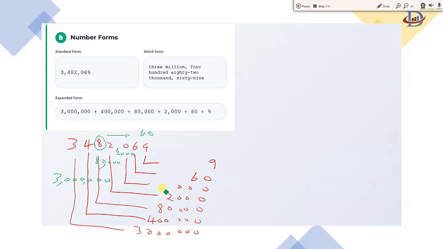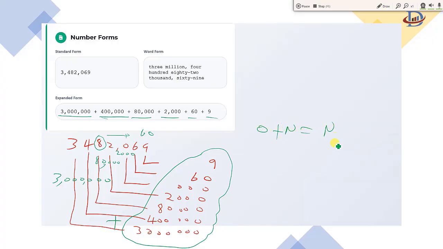Okay, so for the expanded form, we have to put this in addition format. That's why you can see it here: 3,482,069. Why didn't we put 0? Because any number plus 0 equals that number, and that's why 0 was just omitted from there.